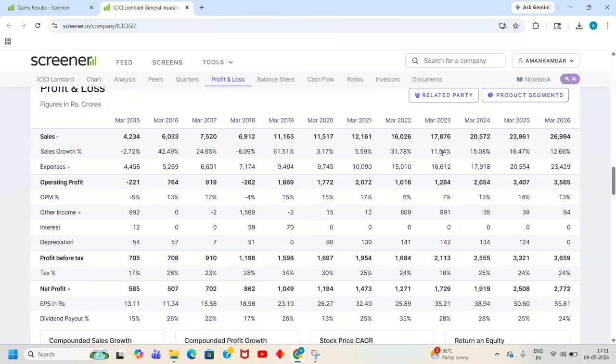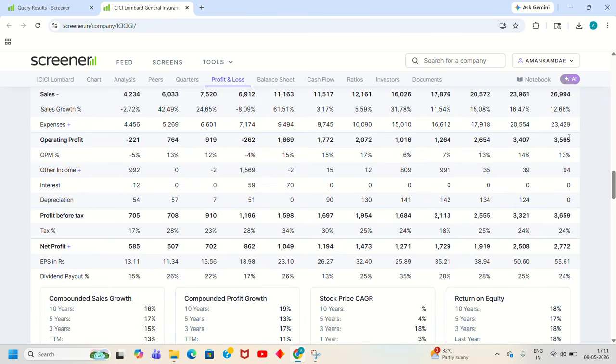there is 31% growth of sales in 22, 11 in 23, 15 in 24, 16 in 25, and 12 in 26, which suggests that averagely sales percentage growth will be greater than that of 12, as we are entered in our filtering criteria.